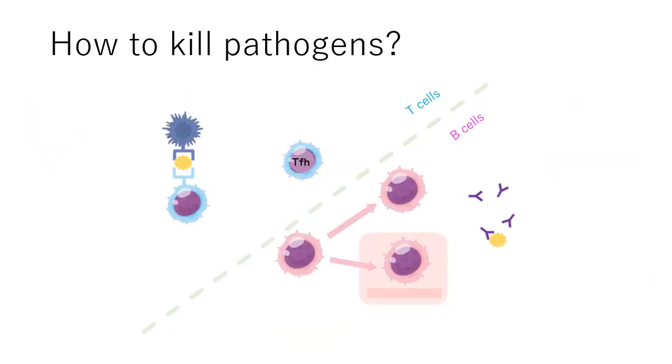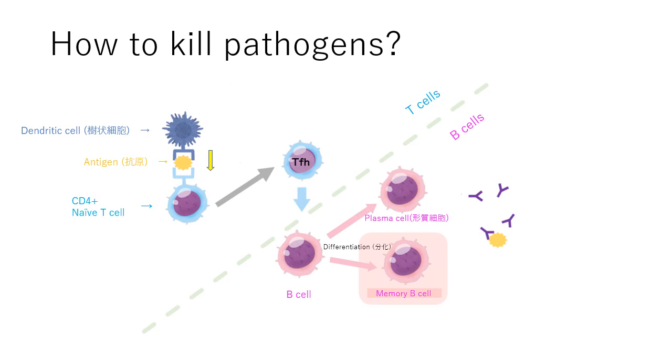How do they kill pathogens? When inactivated vaccines are injected, dendritic cells present antigen to CD4 T cells. After that, the effector T cells, TFH, act on the B cells and differentiate them into memory B cells or plasma cells. At this time, plasma cells produce IgG to attack the antigen. Memory B cells produce IgG antibodies that specifically react to the same pathogen when it invades the body again.